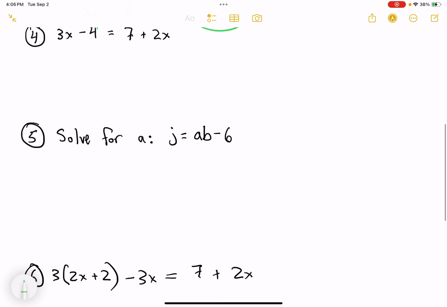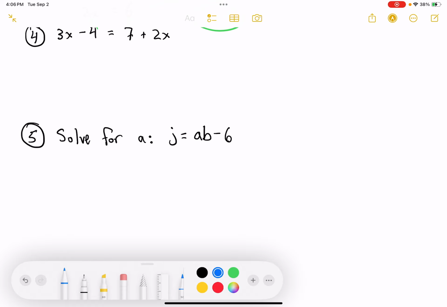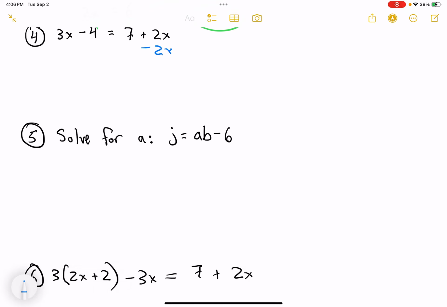Let's take a look at this one, number 4. Now this one's a little uglier, but this is where we want to combine like terms. The first thing we want to do is get all the x's on one side and all the not x's on the other side. I'm going to start by subtracting 2x from both sides. That way, all my x's are hanging out in the same column.